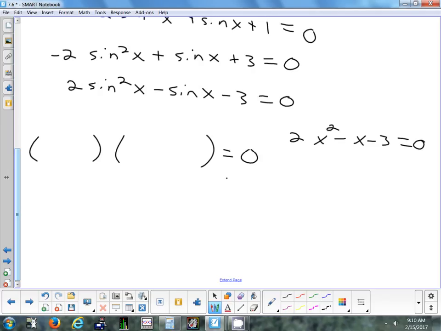Okay. What's going to be my first term? 2 sine x. And what about my first term in the other parenthesis? Yep, just sine x. Just like if you were factoring that other one, it would be 2x and x. Same idea. Now, what about my signs? I have a negative middle and a negative constant. Yep, you need one of each. And it does make a difference which one you put where.